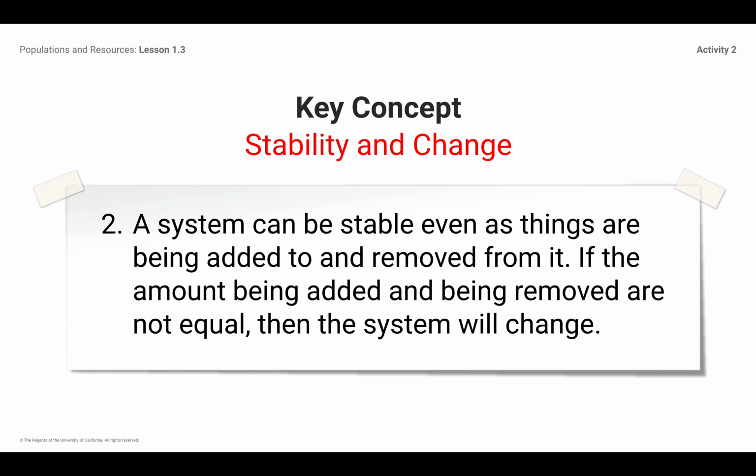Let me show you the first key concept that I want you to write down, and then you can pause the video while you're writing it. A system can be stable even as things are being added to and removed from it. So in other words, if there are births and deaths, it can still be stable. If the amount being added and being removed are not equal, then the system will change. So in order for a system to stay the same, it has to be the same number being added and removed from it. Go ahead and pause the video and write that down.